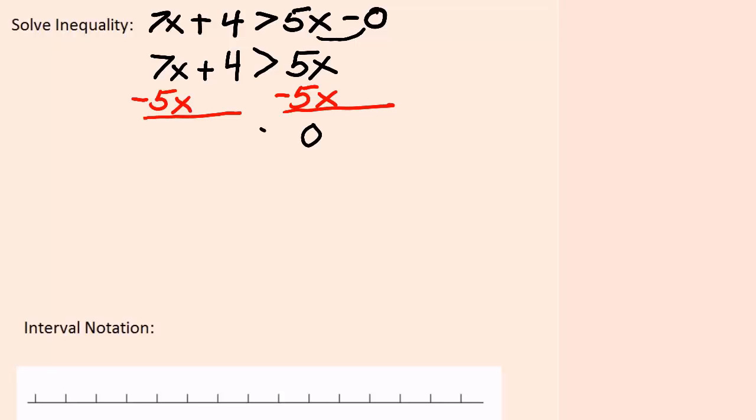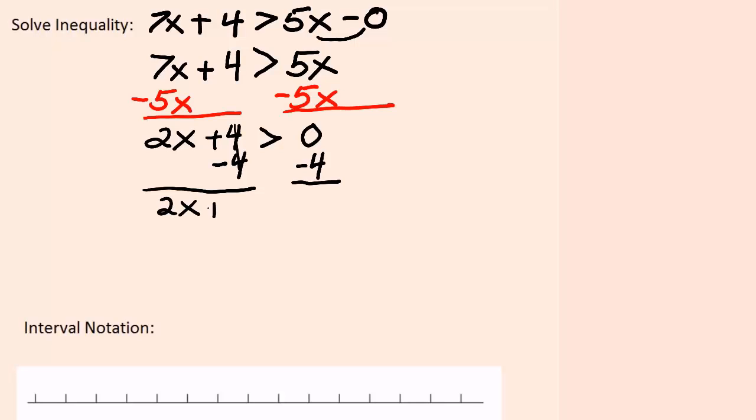5x minus 5x is 0. 7x minus 5x is 2x. Plus 4 is greater than 0. Now, 4 and 0 are constant terms, so I have to get them together on the right side of the inequality sign. I do that by subtracting 4 from both sides of the inequality. That leaves me with 2x is strictly greater than negative 4. I divide both sides by 2.